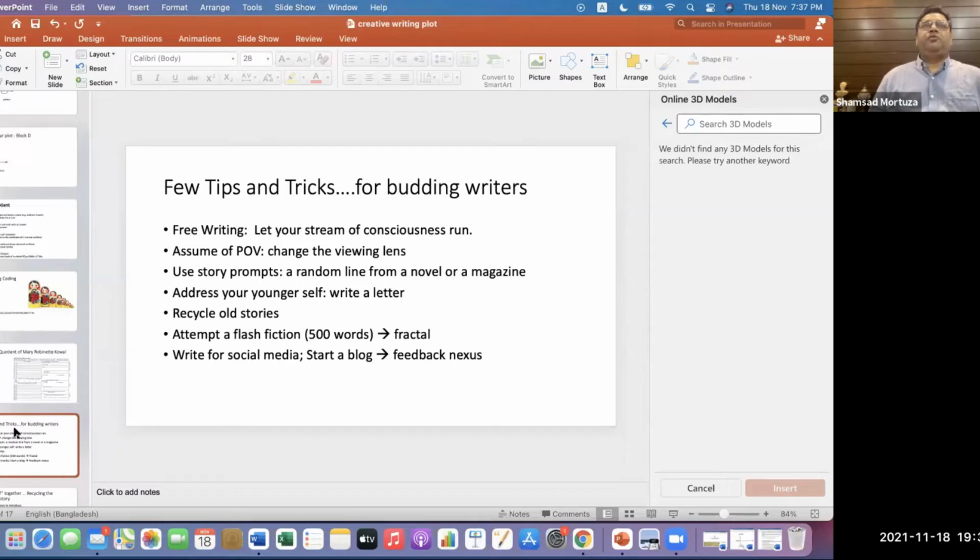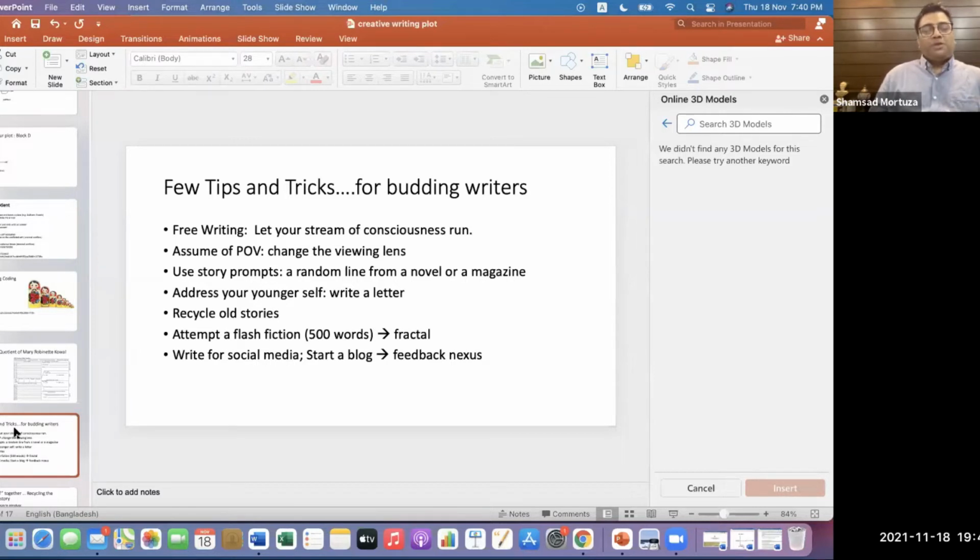Sometimes it's easier if you use your own memory, instead of using other characters. So if you're really looking for a plot outside of yourself, look no further, look at your own self. Maybe a 50-year-old man looking at his own 15-year-old self and having a dialogue, right? So you write a letter. This can be an email, okay? So you talk to your younger self. That can be another way of plotting.